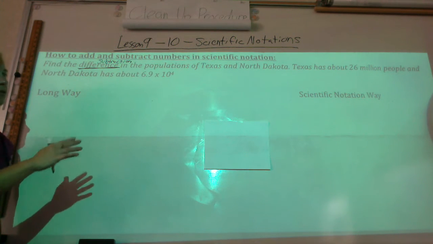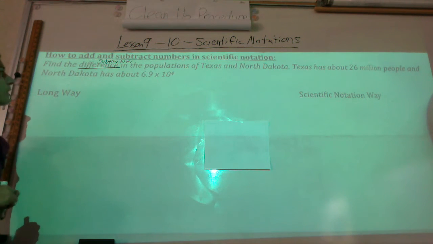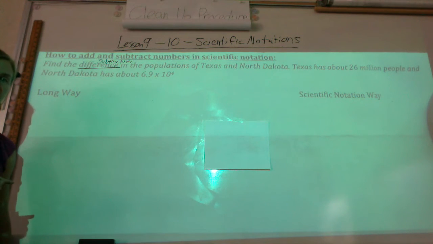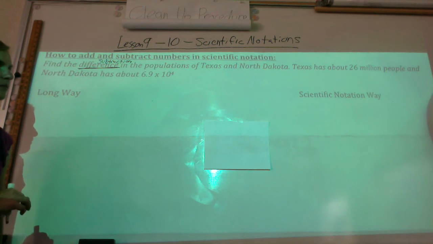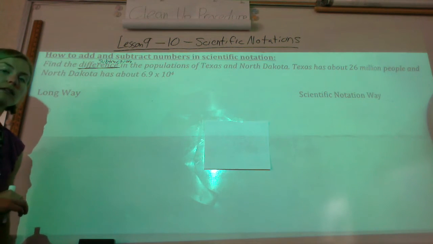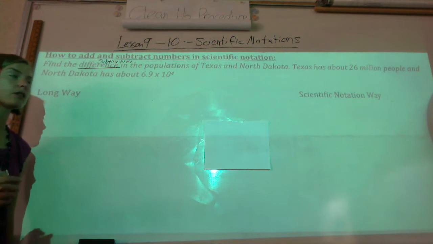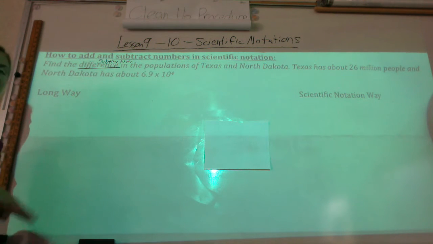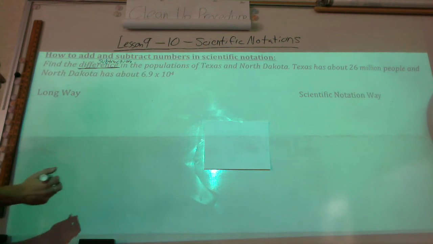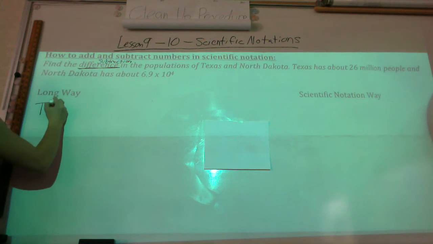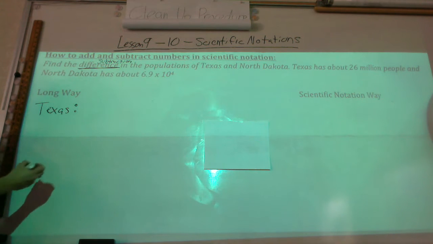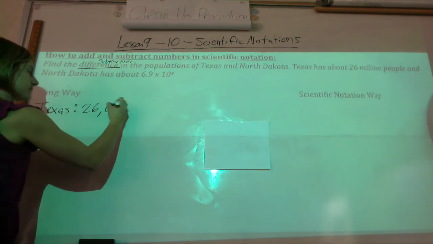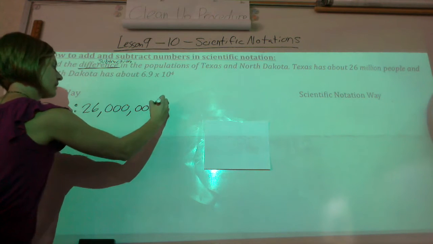Texas has about 26 million people, and North Dakota has 6.9 times 10 to a 4. So here we're given the information in 2 different ways. So I'm going to show you the answer in 2 different ways. So let's do it the long way, as if we didn't know scientific notation. So Texas has 26 million. So let's write out that number. 26, and that's million.